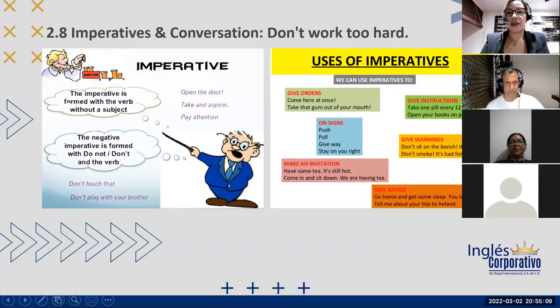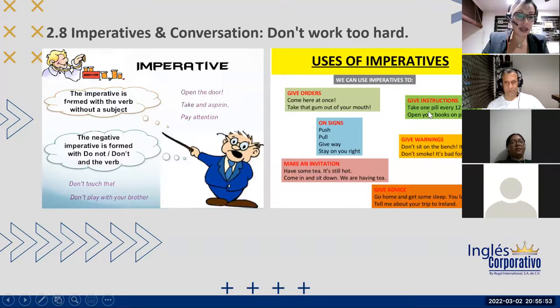Ok, entonces lo utilizamos para dar órdenes. Acá tenemos dos ejemplos. Come here at once. Take that gum out of your mouth. Para dar señales también se utilizan los imperatives, como por ejemplo push, pull, give away, stay on your right. En los signos. Make an invitation, también para invitar a alguien a hacer algo. Decirle, toma un poco de té. Have some tea. It's still hot. Come in and sit down. Entra y siéntate. Estamos tomando té. Entonces, también para hacer una invitación puede hacerse con imperatives.